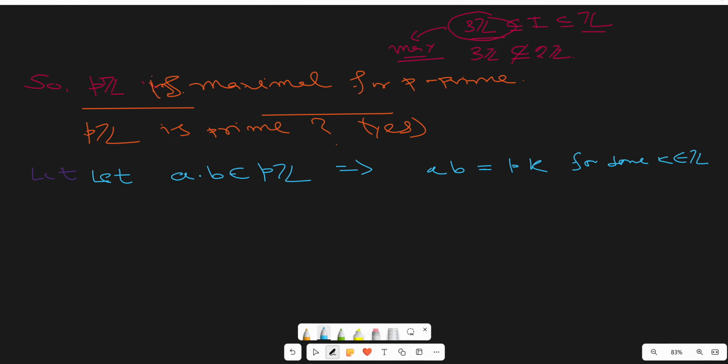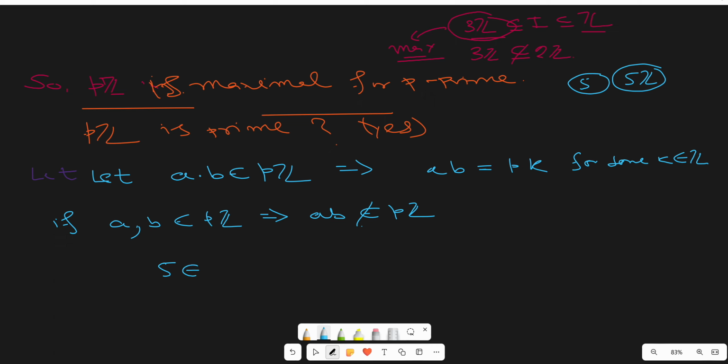If a, b inside pZ, does this imply that ab inside pZ? No, it cannot imply. Suppose I am taking p to be 5, a prime number. So suppose 5Z. Suppose 5 inside 5Z and, okay, a, b inside pZ. Does this imply that ab inside pZ?